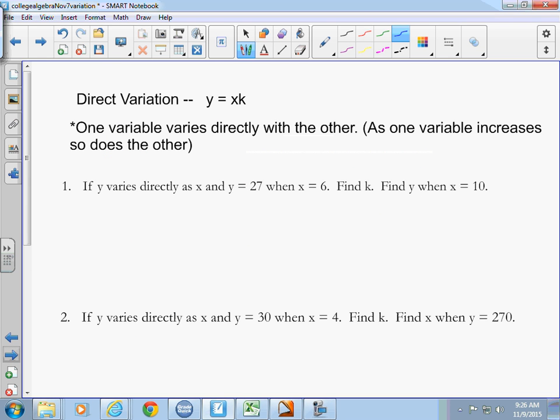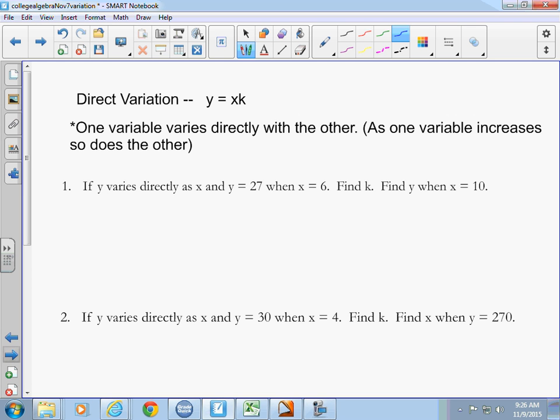Okay, today we're going to learn about variation. This is the last new topic in this chapter. There are 2 types of variation: direct variation and inverse variation. Neither one of these things is difficult, but the ACT expects that you know those words.